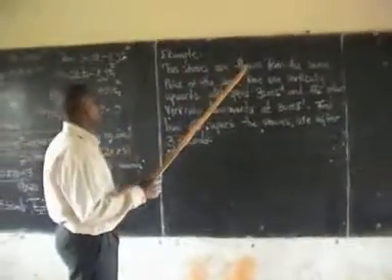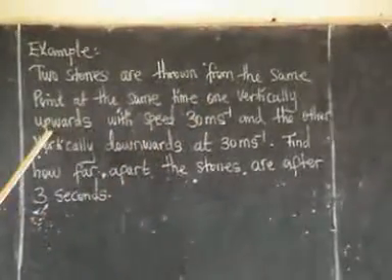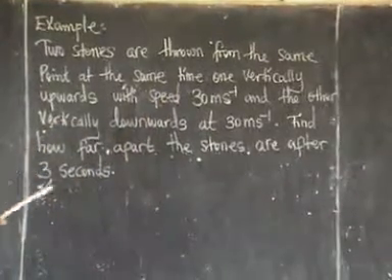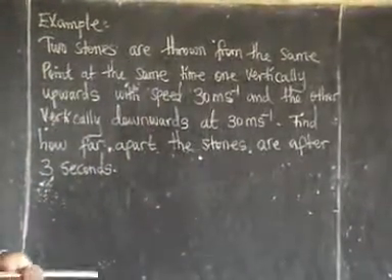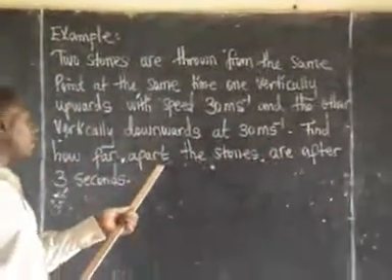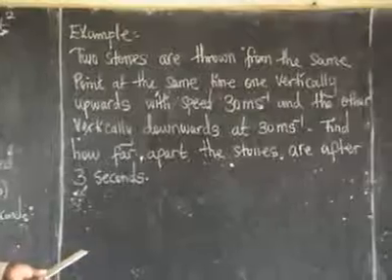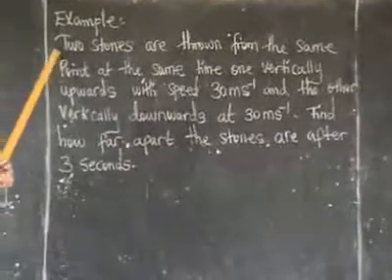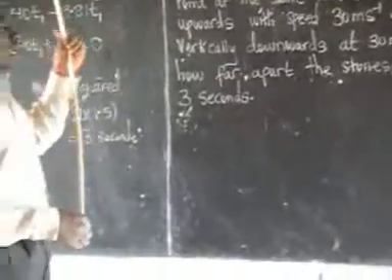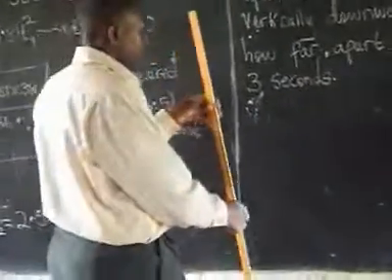Two stones are projected from the same point at the same time, one vertically upwards with speed 30 meters per second, and the other vertically downwards at 30 meters per second. Find how far apart the stones are after 3 seconds. Now when you look at this question, it is combining 2 bodies.